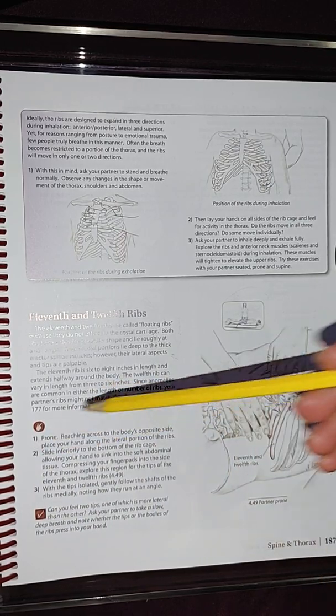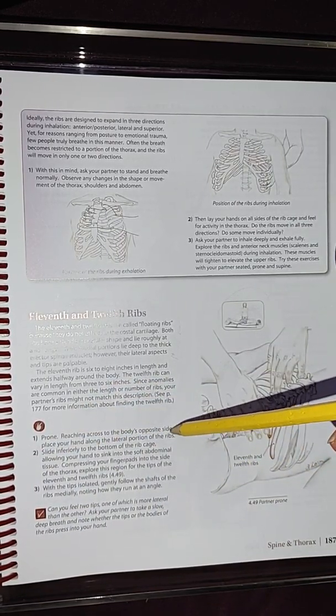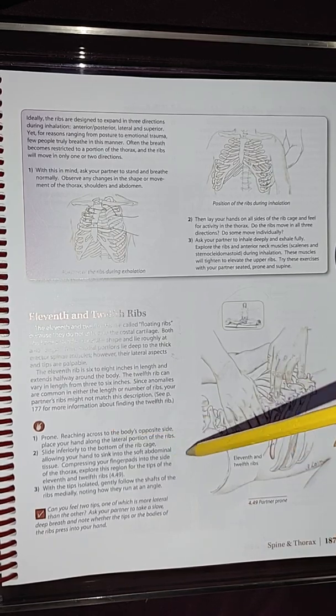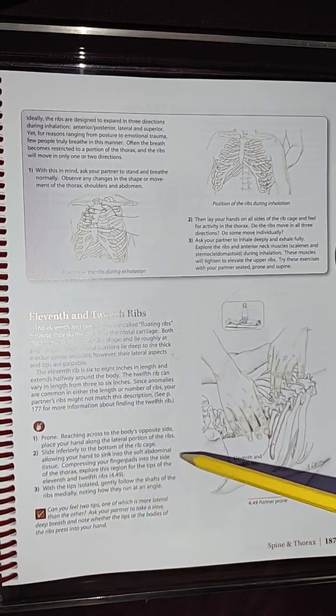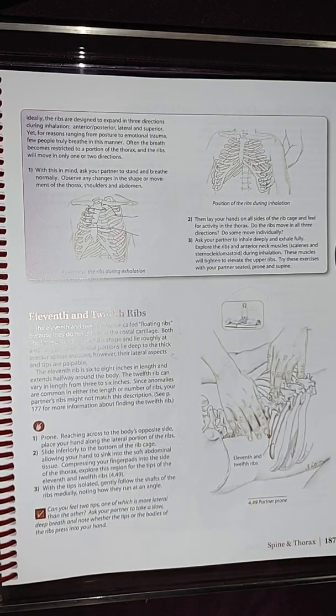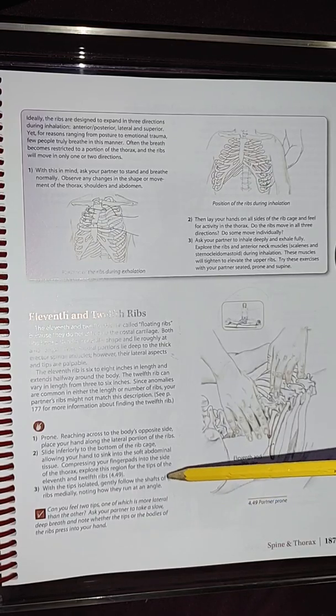So, having your client in prone position, you're reaching across to the body's opposite side. You're going to place your hand along the lateral portion of the ribs. You're going to slide inferiorly to the bottom of the rib cage, allowing your hand to sink into the soft abdominal tissue. You're compressing your finger pads into the side of the thorax, and you explore this region for the tips of the 11th and 12th ribs.